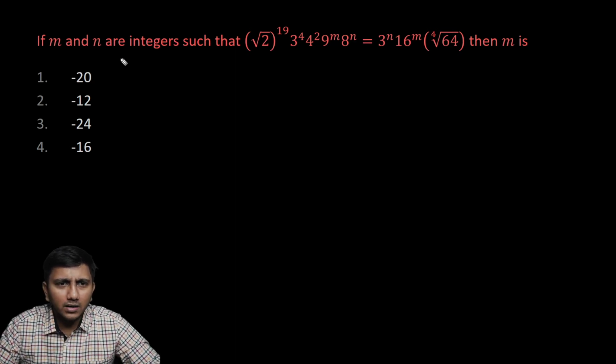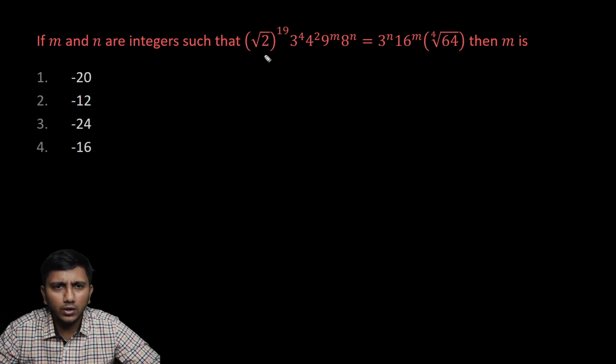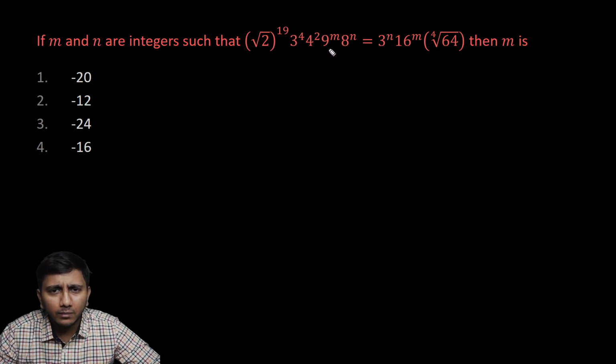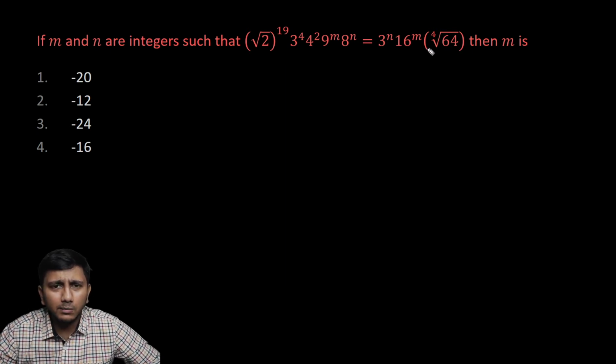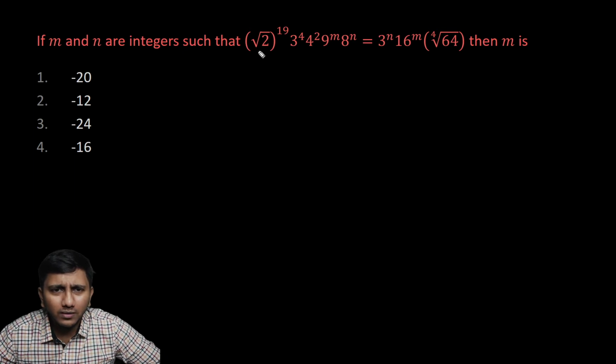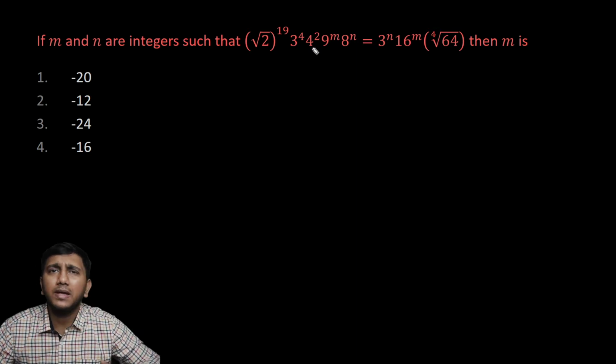If m and n are integers such that square root of 2 to the power 19 into 3 to the power 4 and a lot of numbers are given is equal to some expression, then find m. Now what is interesting about this expression is all the values that we have got here can be written as either a power of 2 or a power of 3.